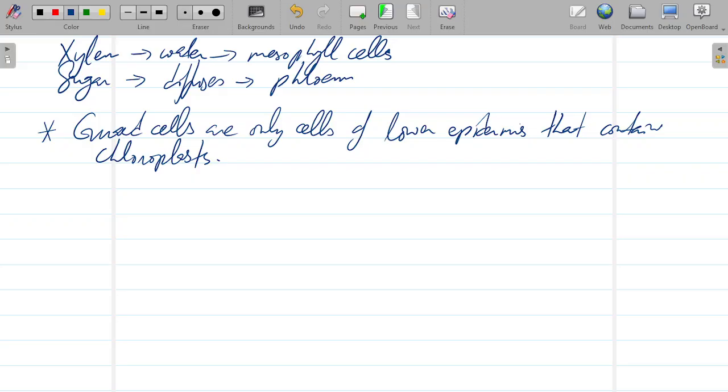So because questions like this have come in the paper to identify which cell in the lower epidermis has chloroplast, it is the guard cells. They are the only cells in the lower epidermis that contain chloroplast. And that brings me to the end of today's class. Do you have any questions?